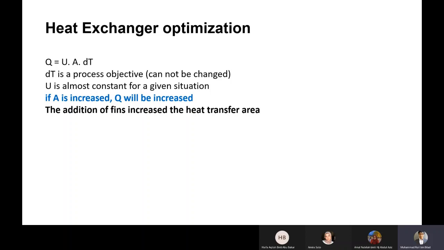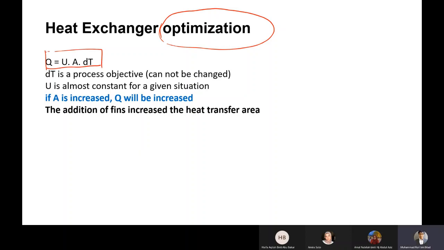Next, this is the last part. It is heat exchanger optimization. Basically, optimization means how can I get more with almost the same resources. So how can I optimize my heat exchanger? If you want to optimize the heat exchanger, you look into this equation. What can I do?